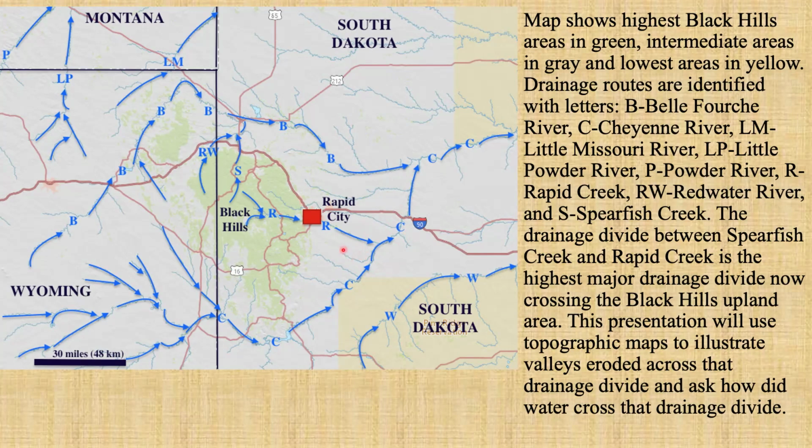But anyways, this is the area that we're looking at, and I want to again emphasize that we're looking at the highest areas in the Black Hills, or Western Black Hills. There are some higher areas in the Eastern Black Hills, but they're not on major drainage divides like this is here. And so that's the area that we're looking at.